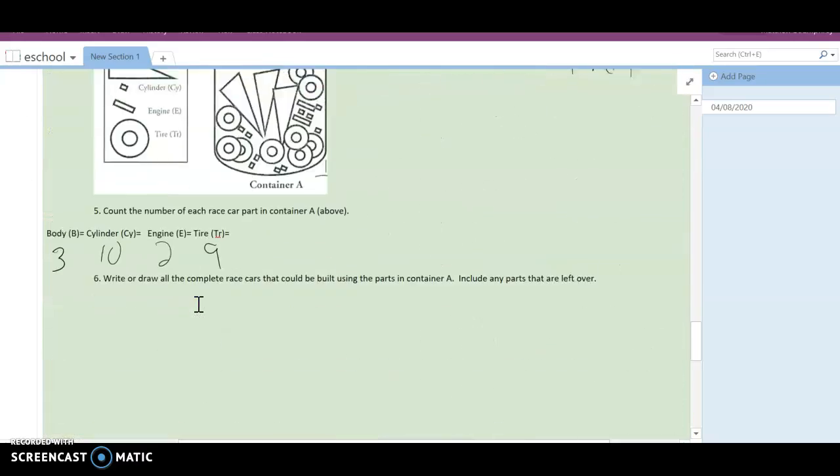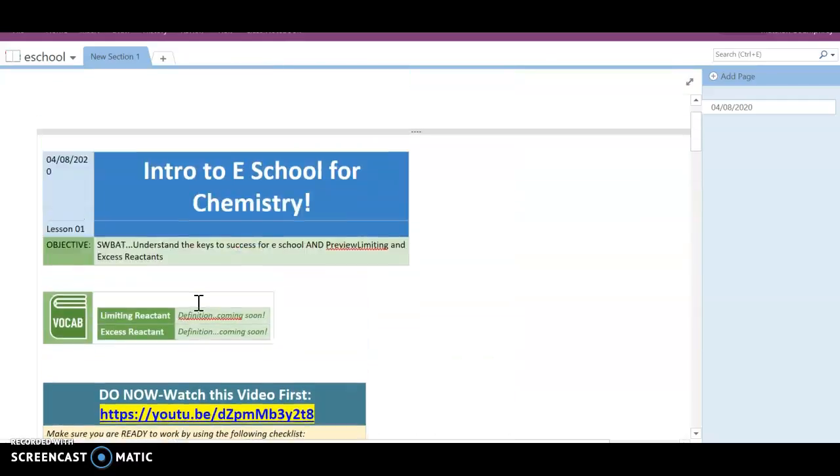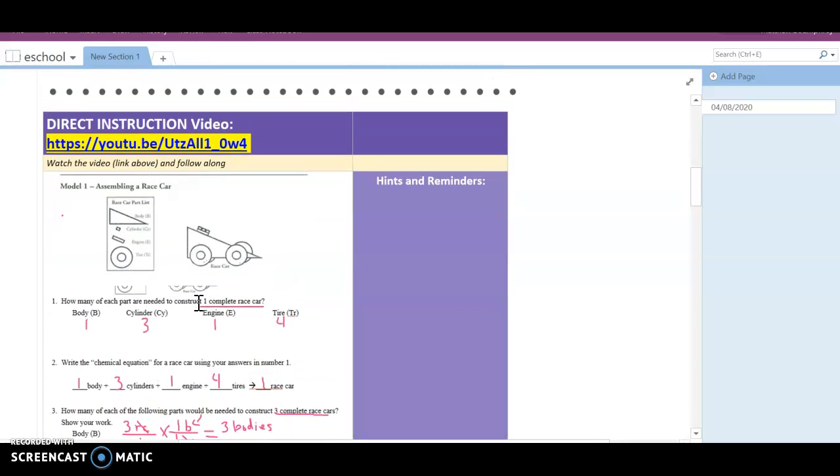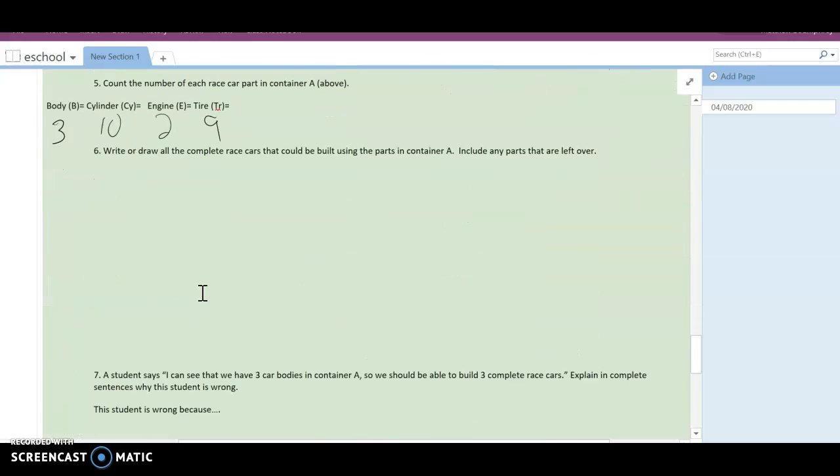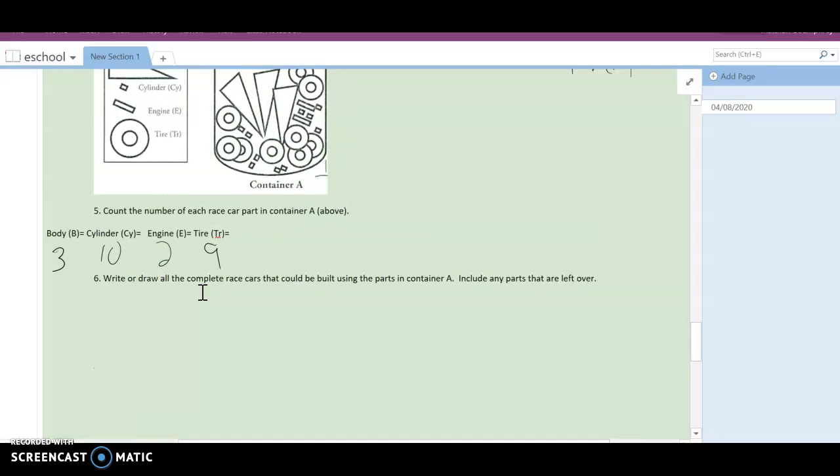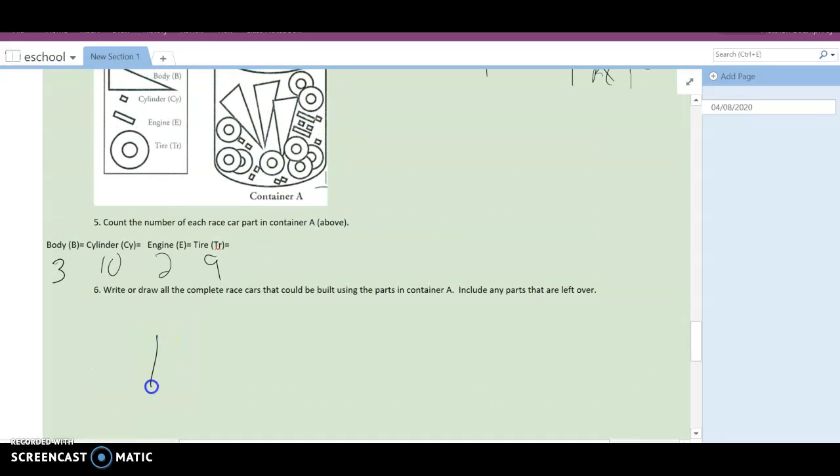Okay, so I'm going to draw this race car. 4 tires? What does it look like? God, I suck at drawing. All right. Here we go. Race car. I'm crossing out one of these. 4 wheels. 1, 2, 3, 4. 1, 2, 3, 4. Great.